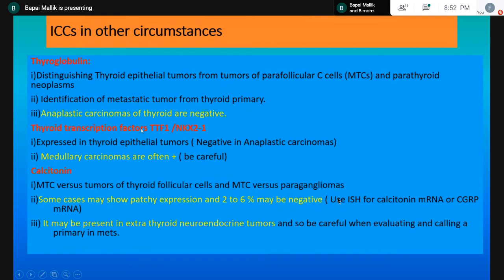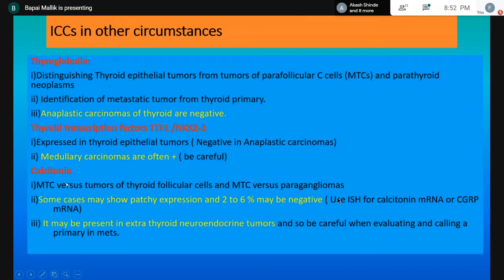Thyroid transcription factors will be expressed in most thyroid epithelial tumors, once again negative in anaplastic carcinomas. Medullary carcinomas are often TTF1 positive. So be very careful. Don't use it to differentiate between medullary and papillary thyroid or follicular thyroid carcinomas. Calcitonin, very important. You can use it for medullary thyroid carcinomas versus tumors of the thyroid follicular cells, or sometimes medullary thyroid carcinomas versus paragangliomas, to differentiate between these two conditions.